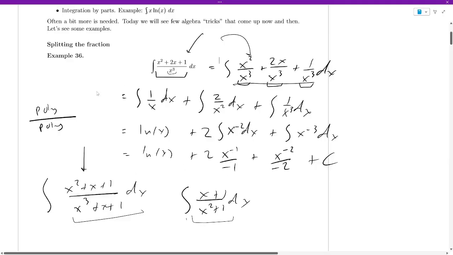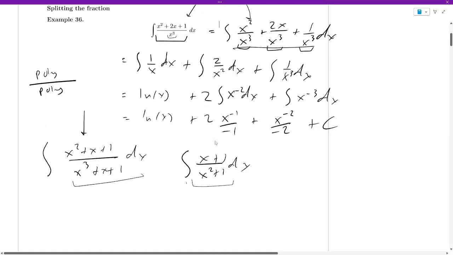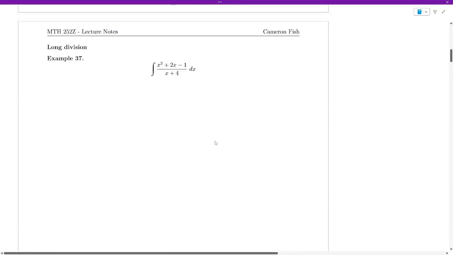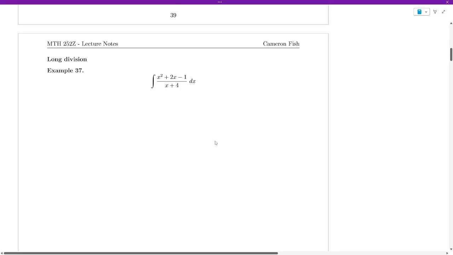Okay, so the next one is also along those lines. Here we have a polynomial divided by a polynomial, but it's a sum on the bottom. It's not just a single thing, so we can't split it up.